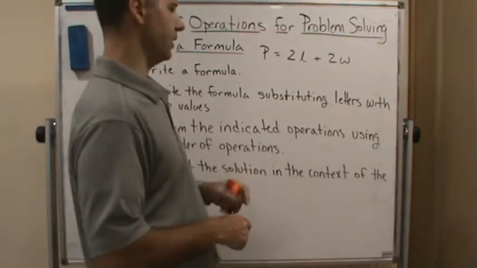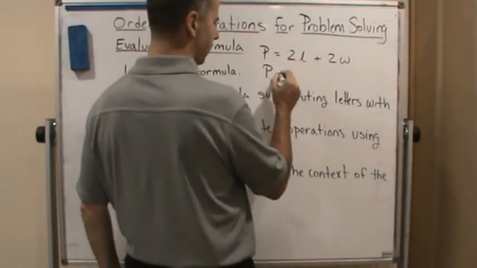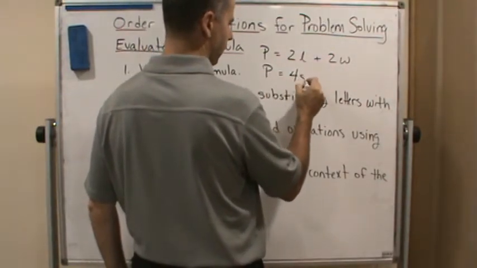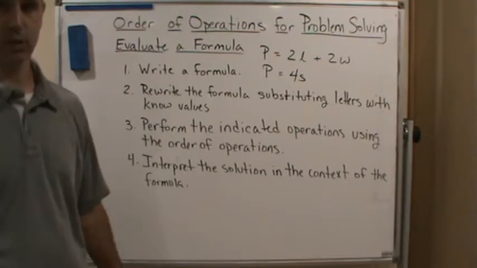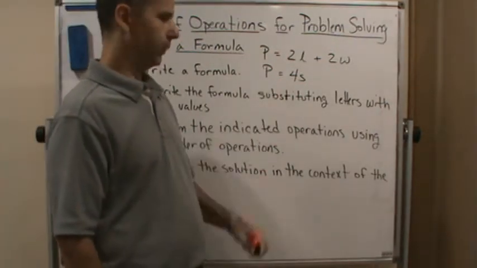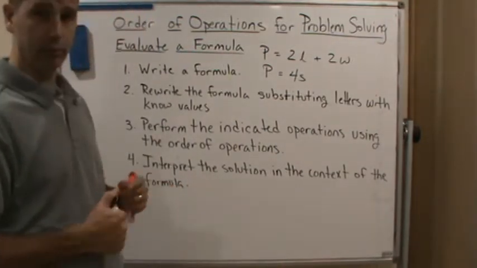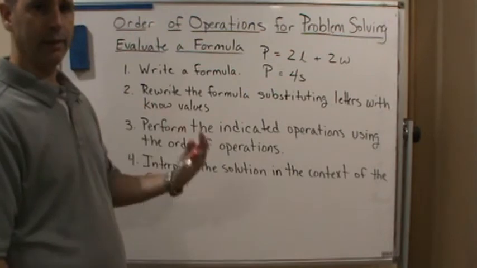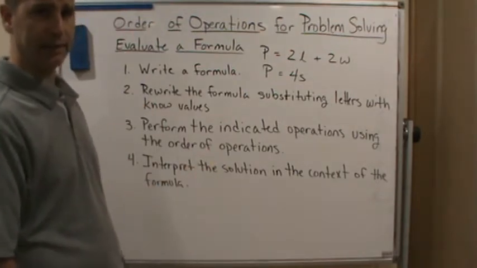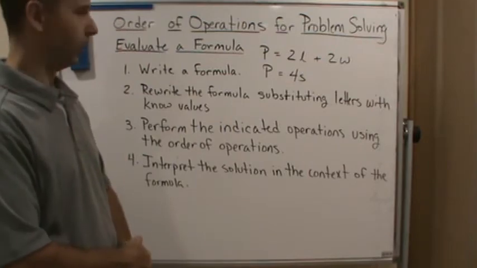Now, what if it was a square? Well, with a square, the perimeter becomes 4 times s, because the sides are all equal, so we could just use this formula. And so we have formulas for area, volume, and things like that. Things that have come up so often that we just made them into formulas.